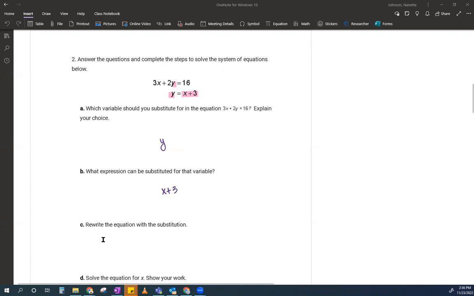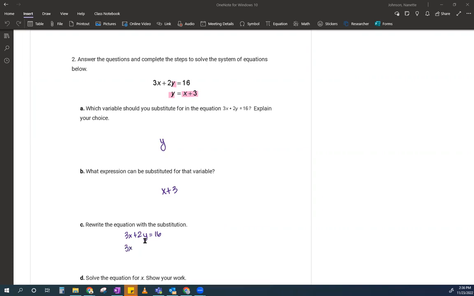Then the next part, it says rewrite the equation with substitution. So now I'm going to take this equation. I'm going to copy it. 3x plus 2y equals 16. Now, just like I said in my example before, instead of bacon, can I please have avocado? Right? So when I see bacon, I'm going to hope that they put avocado in that spot.